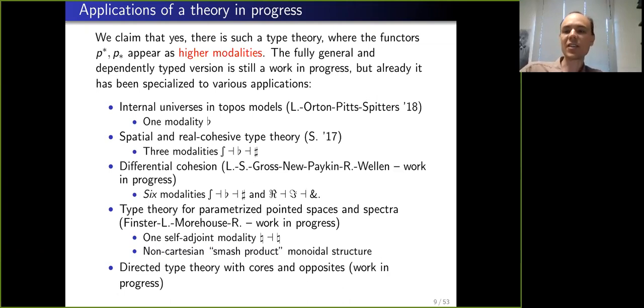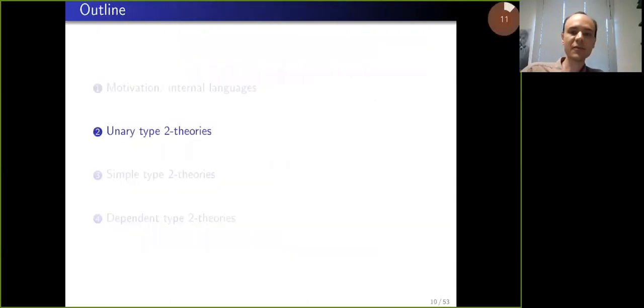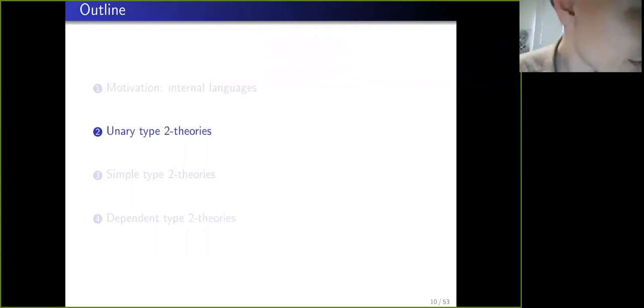So there are lots of applications that people are already working on, and lots more applications that people have in mind potentially. And I think it's really useful even when thinking about any of these particular applications to have a general framework in mind. For instance, if you have one modality or even 2 or 3 modalities, you might be able to come up with the type theory for that, just following your nose. But if you have 6 modalities, then it's really helpful to have a general theory to point you in the right direction. So that's it for our motivation.